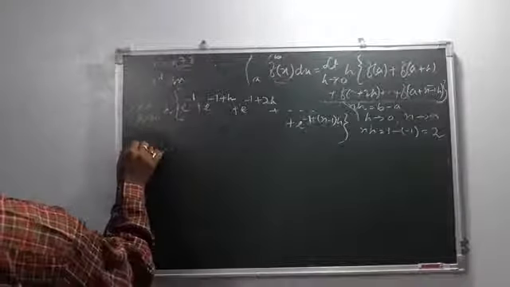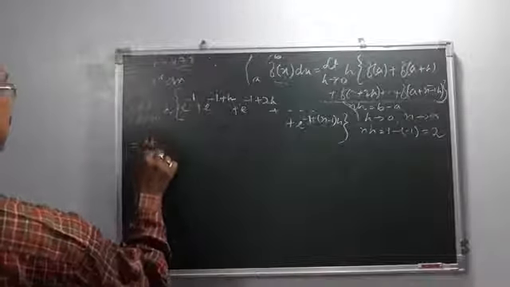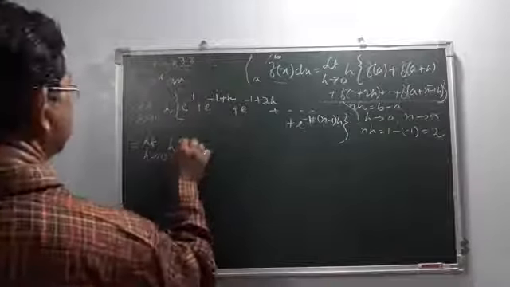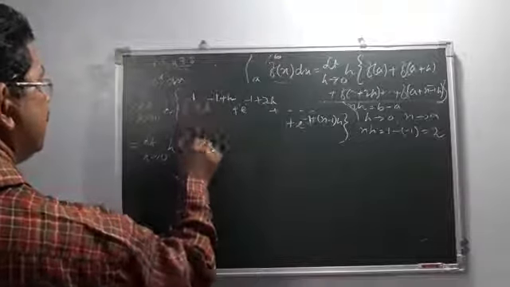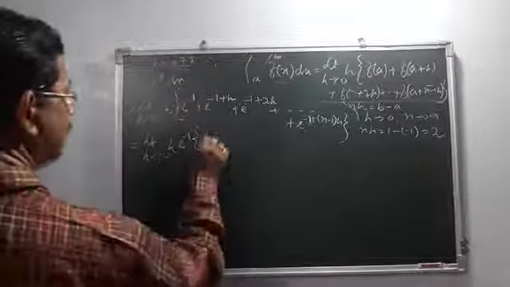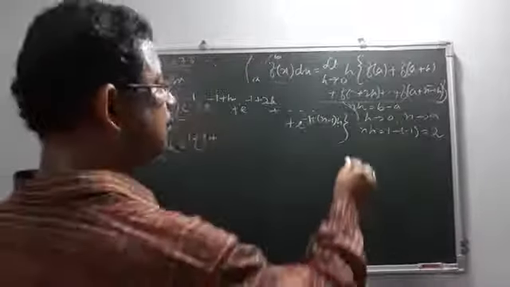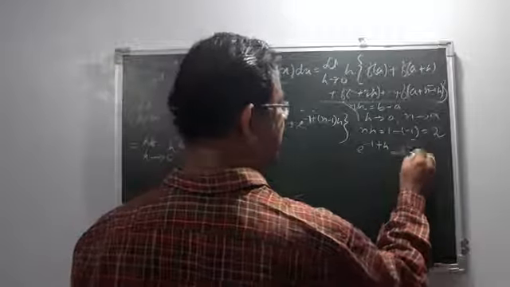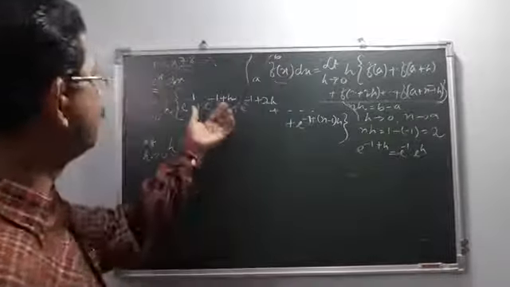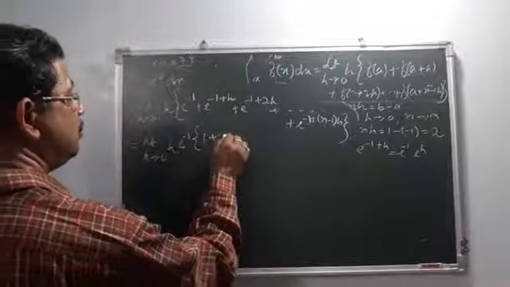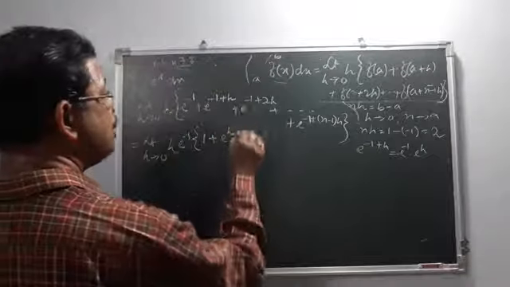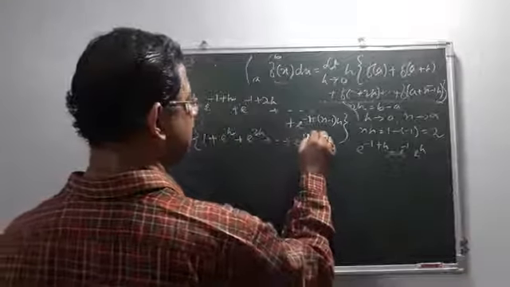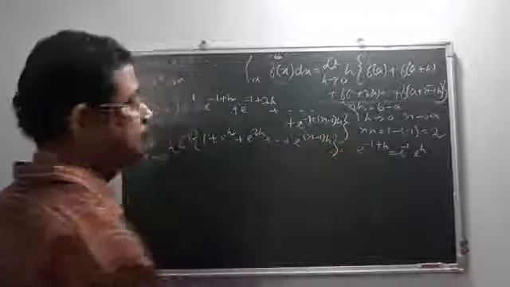Now if we take e to the power minus 1 common from all these things, e to the power minus 1 plus h means it is e to the power minus 1 into e to the power h. So from that, if we take e to the power minus 1, e to the power h will be there. Similarly, from here e to the power twice h, and finally we will get e to the power n minus 1 h.